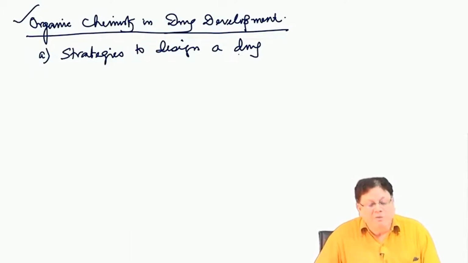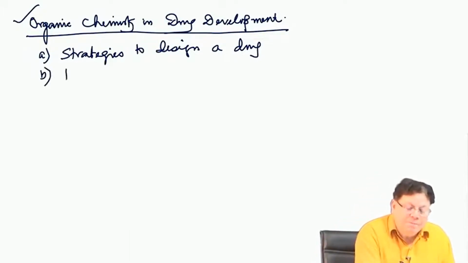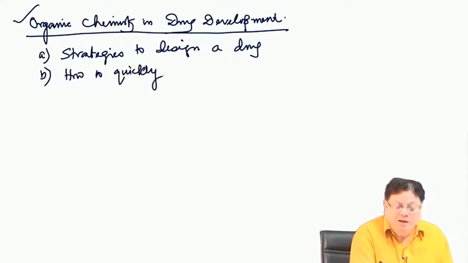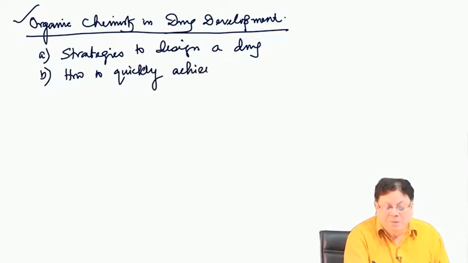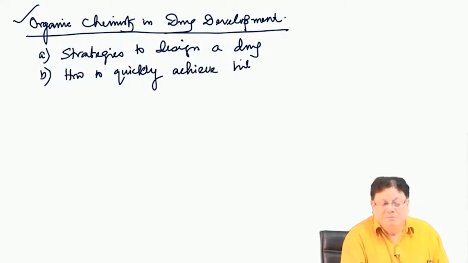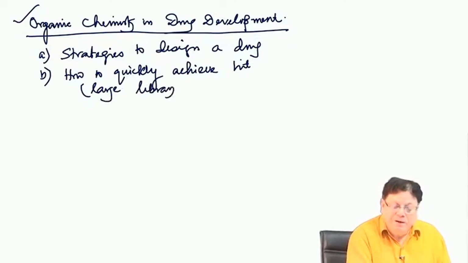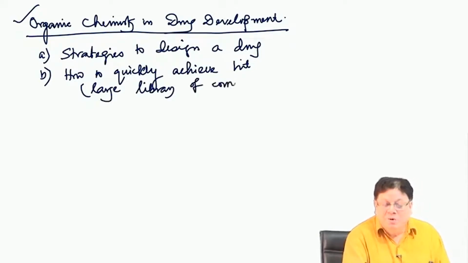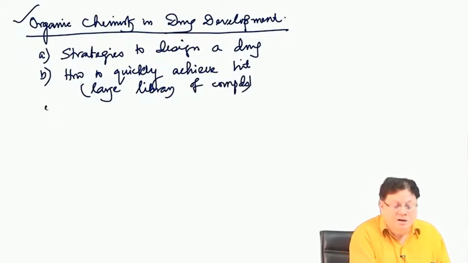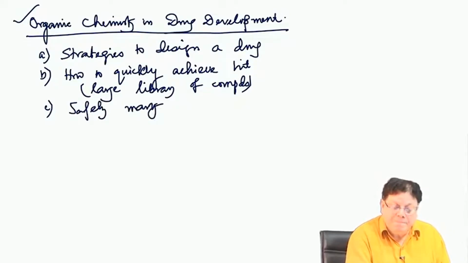Then we went on to how to quickly achieve a hit. So, you have to have a large library of compounds, and we discussed combinatorial chemistry at that time, a large library of compounds. We have also discussed what is called the safety margin of drugs.